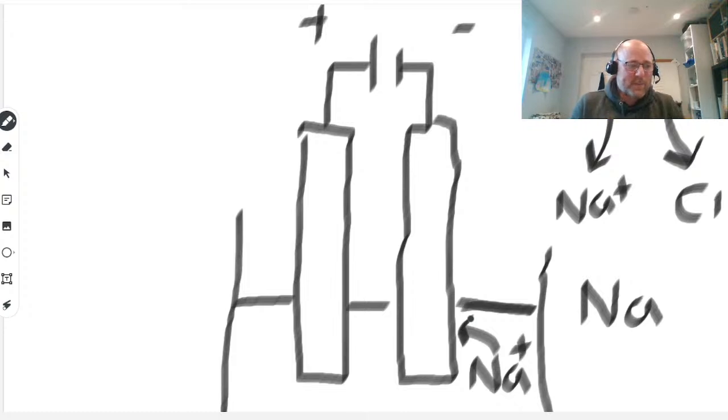Something else is going to happen. What's going to happen to that sodium ion? What's it going to pick up from the cathode? It's going to pick something up from the cathode. It's going to pick up an electron. We call this the half equation. So you need to know this.